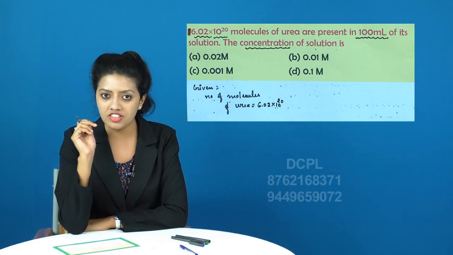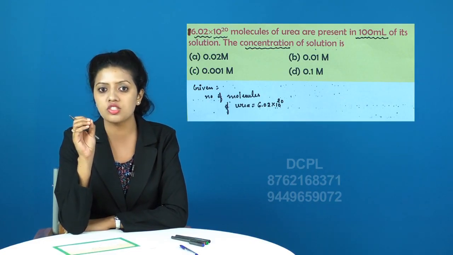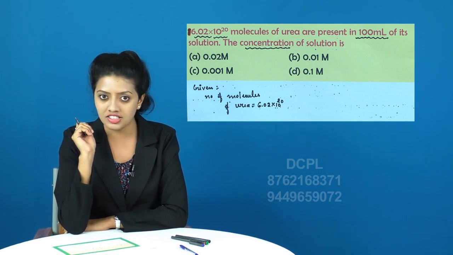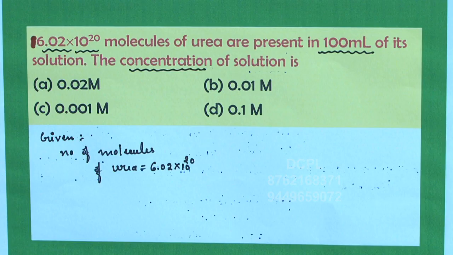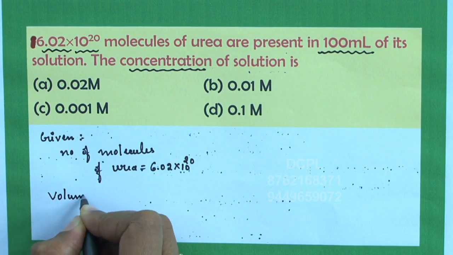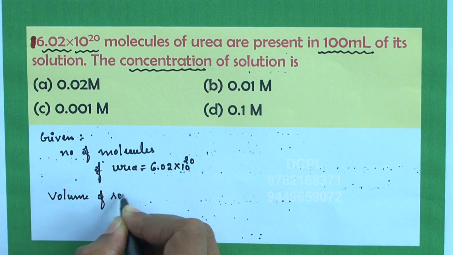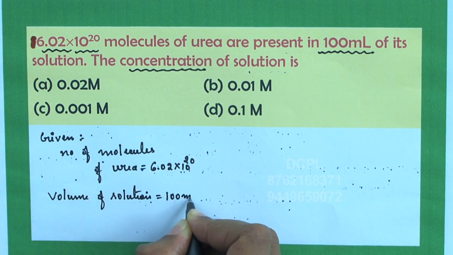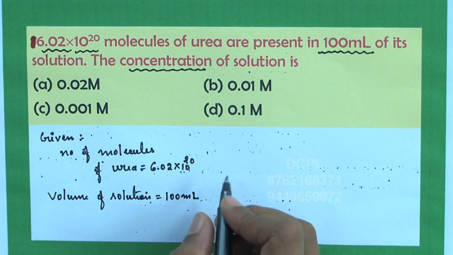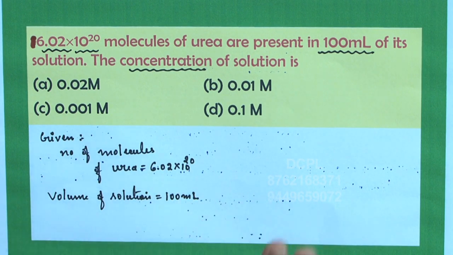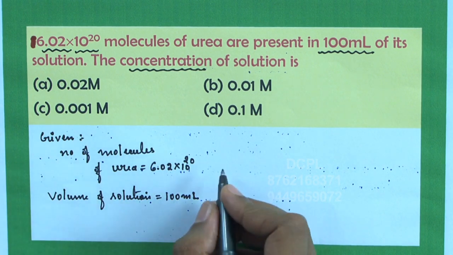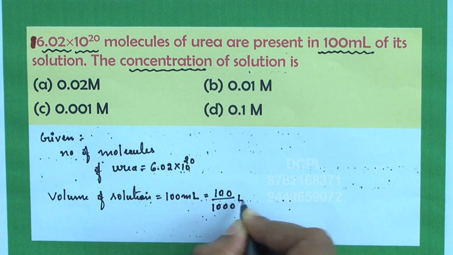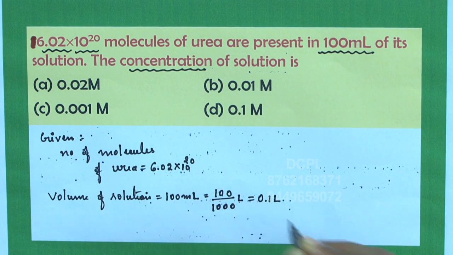From the options, it is evident that the options are mentioned with the unit molarity. So, the concentration term here is molarity. Now, let us solve the problem. We already have the volume of the solution as 100 ml. Since molarity is the number of moles of solute in 1 liter, we have to divide this by 1000 and we get 0.1 liter.